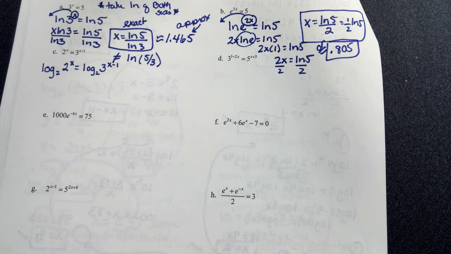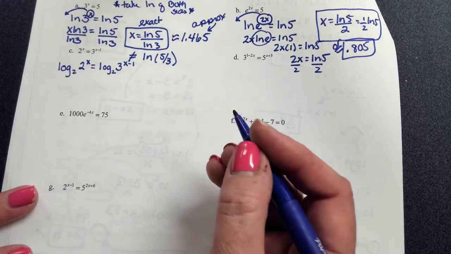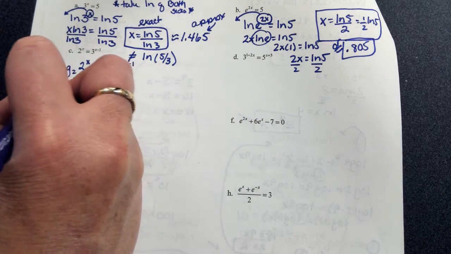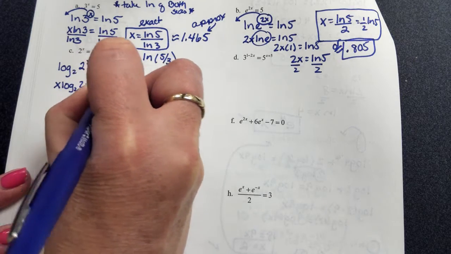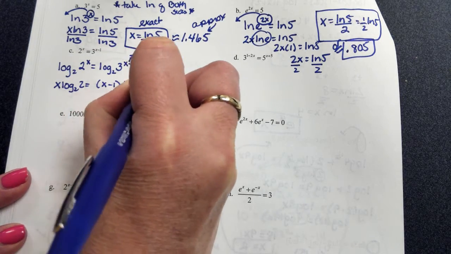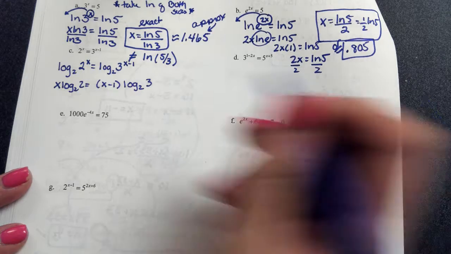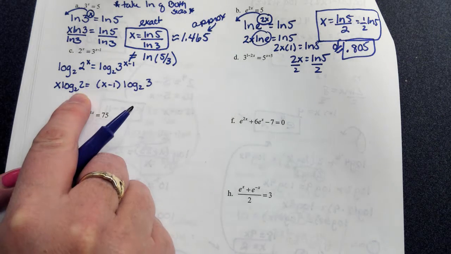Because one of my exponentials had a base of 2. You could have done log base 3 as well if you wanted to. So now I can use my power property of logs. I can write this as x times log base 2 of 2 is equal to x minus 1 times log base 2 of 3. And what is log base 2 of 2 going to be equal to?